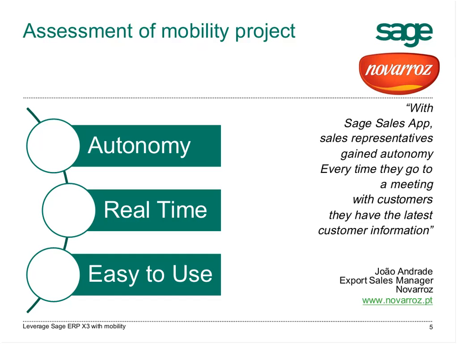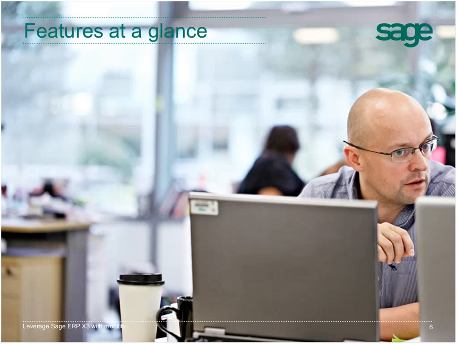So to summarize this experience, there are like three topics. First topic is the autonomy of the sales, of course. The second one is the real-time information. And the last one is the fact that the feature is easy to use and easy to learn. So now let's have a look at the content of this feature.